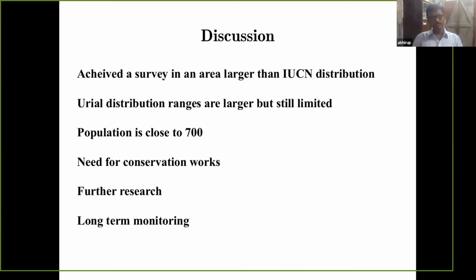Now we need conservation work in this landscape, but we also need further research and long-term monitoring of population status using double observer surveys and other methods. So yeah, that's mostly it.